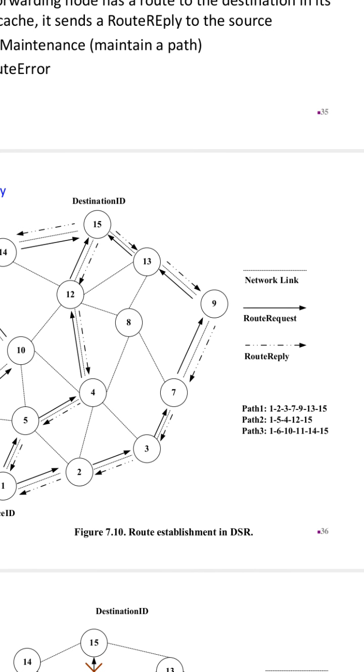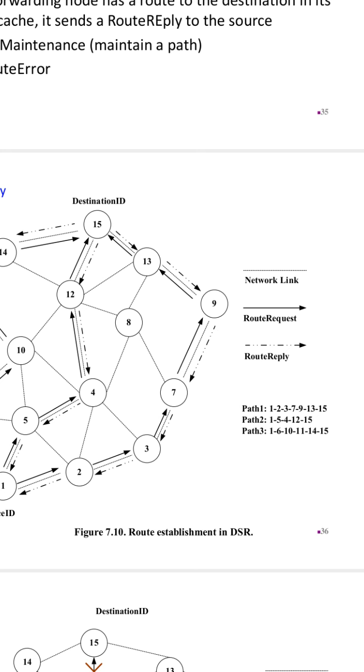In this example there are three paths. Path 1 is 1 to 2, 2 to 3, 3 to 7, 7 to 9, 9 to 13 and 13 to 15. Another path is 1 to 5, 5 to 4, 4 to 12, 12 to 15. And path 3 is 1 to 6, 6 to 10, 10 to 11, 11 to 14, 14 to 15.